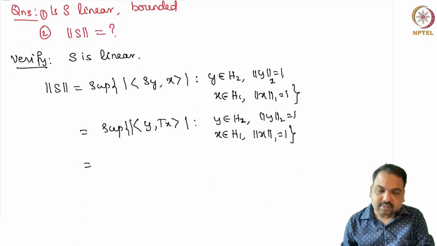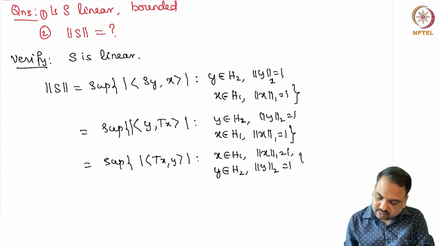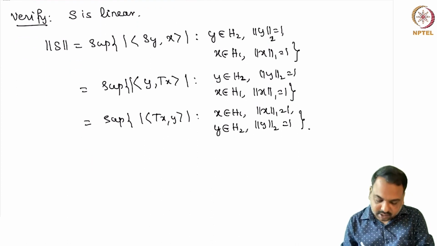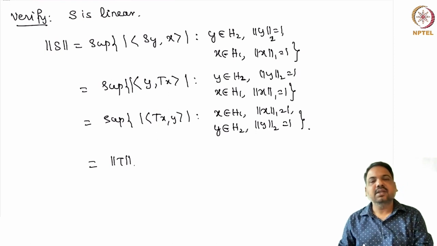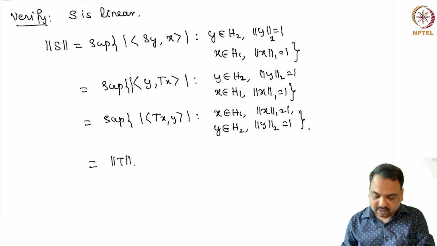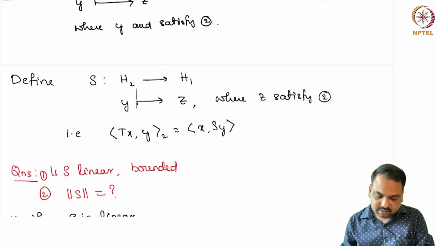Now we can write this as the supremum of the modulus of the inner product of Tx with y, where x is in H1 with norm x equal to 1, and y is in H2 with norm y equal to 1. And we know by the earlier formula that this is exactly the norm of T. So this says that S is a bounded operator, and the norm of S and the norm of T are the same. So this is a linear map which is bounded.